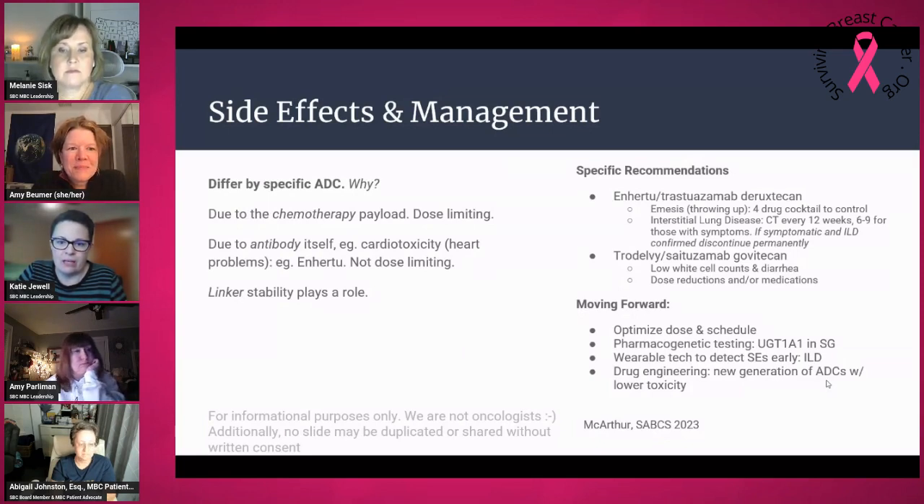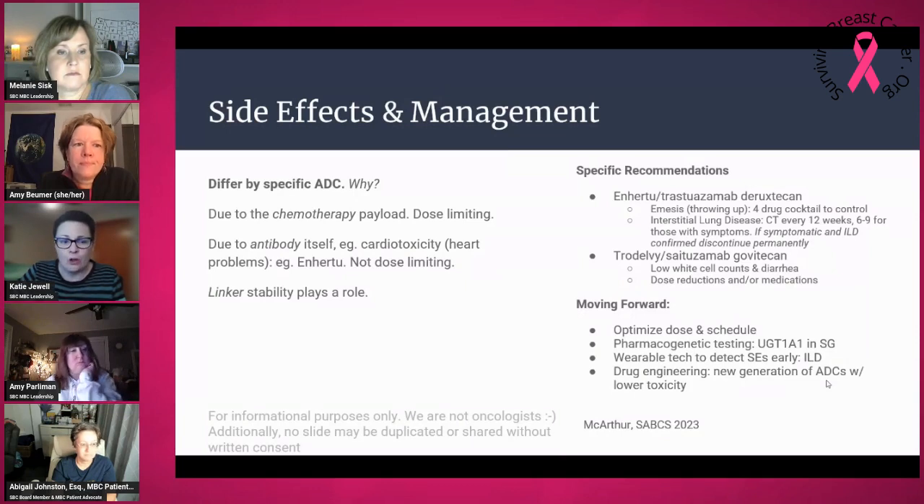And there's lots of drug engineering going on, as Amy mentioned. There are lots of new ADCs in development, and they're hoping to continue to lower the toxicity of those. Because the whole idea of antibody drug conjugates is targeting the chemotherapy directly to the cancer instead of going all the way through our bodies. But we're still learning a lot about how to do that really effectively.